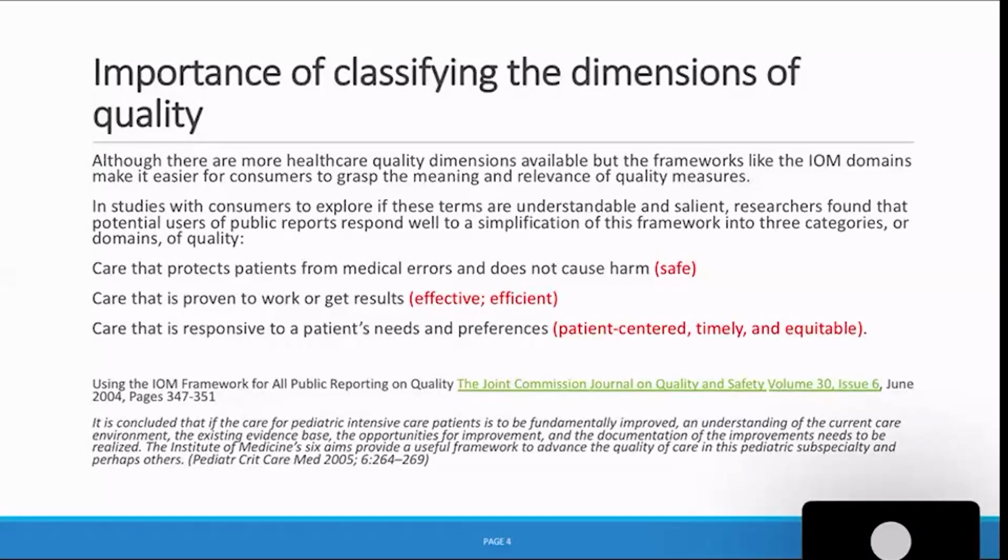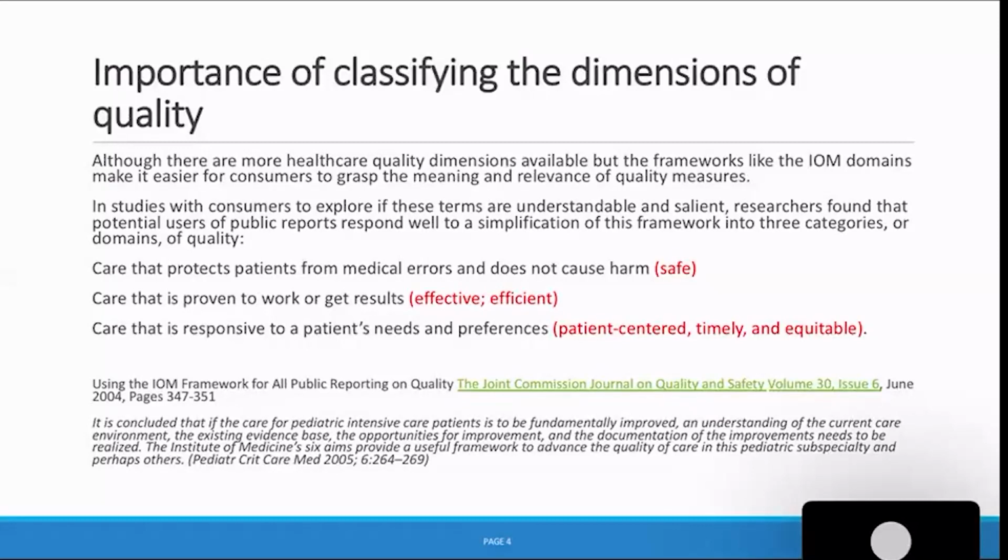Whatever we do in our laboratory practice, there are some activities we carry out to enhance the safety of patients and at the same time employees also. Those we categorize as safety related quality domains. Then there is care that is proven to work and get the intended results, which is effective and efficient.